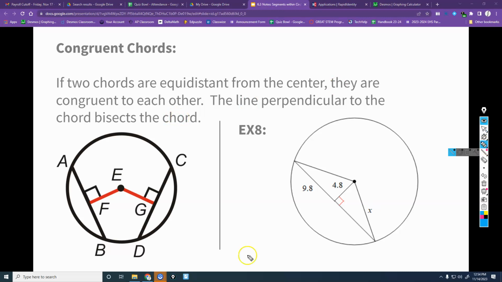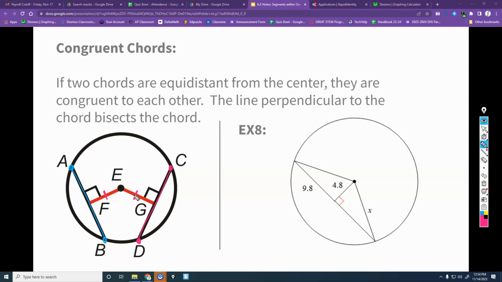In this picture, a chord would be A, B, and our other chord right here would be C, D. So if these two are equidistant from the center, so they're the same distance from the center, so if this red line here is the same length as this red line here, then the chords have to be congruent to each other. Okay, so that's important to know.